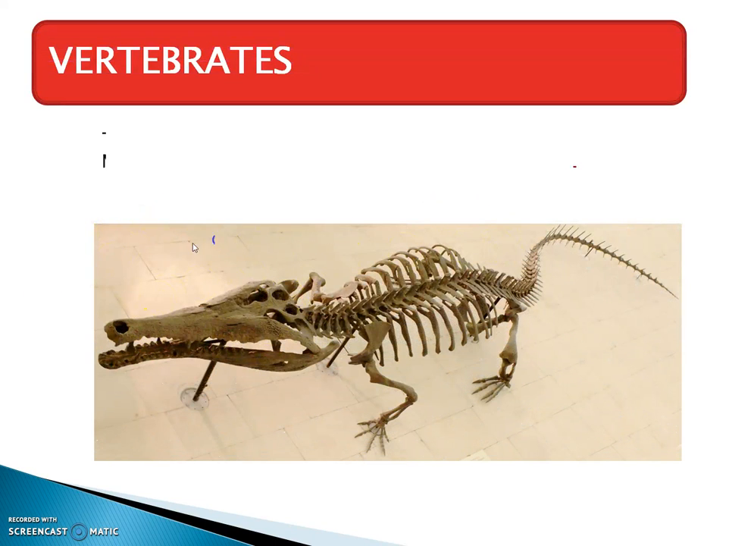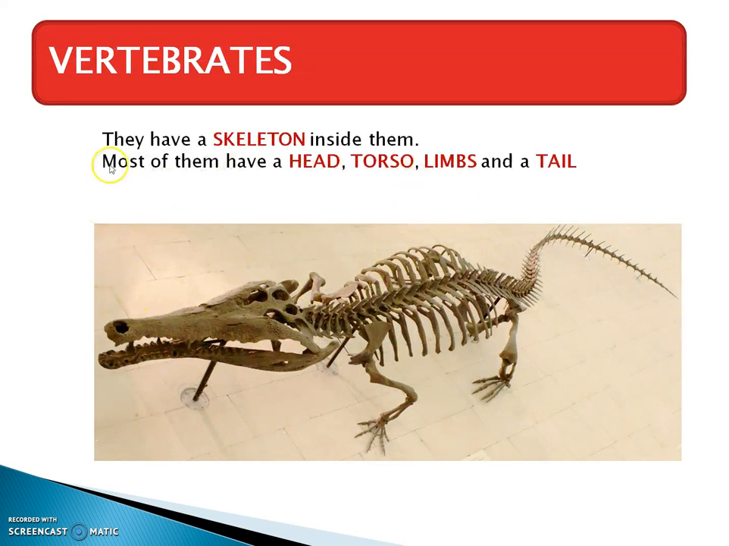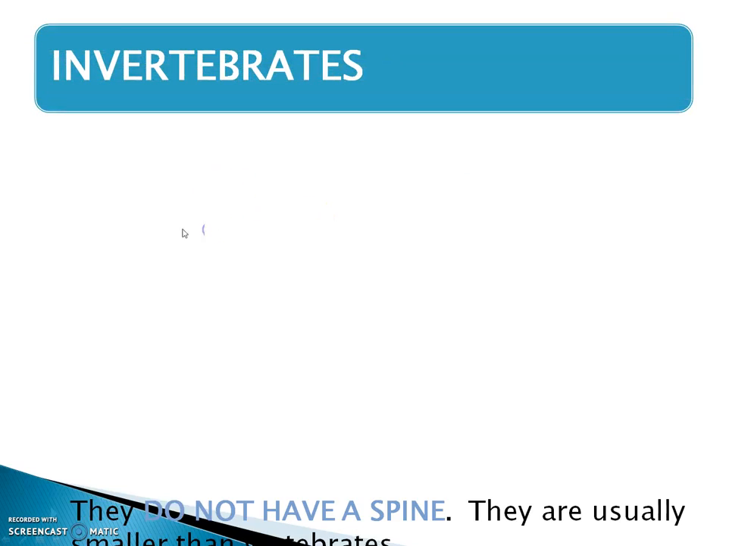Vertebrates, like the one that you see in the photo, have a skeleton inside them. Most of them have a head, a torso, limbs, and a tail. Do you know which animal this is? Yes, you're right. It was a crocodile.